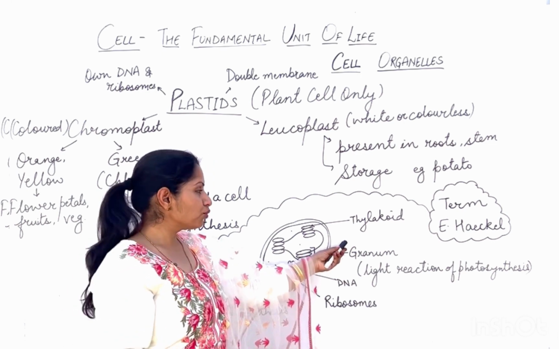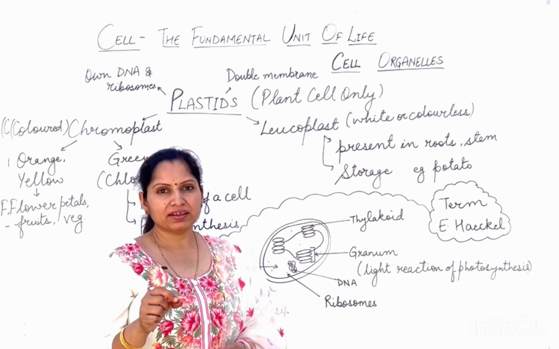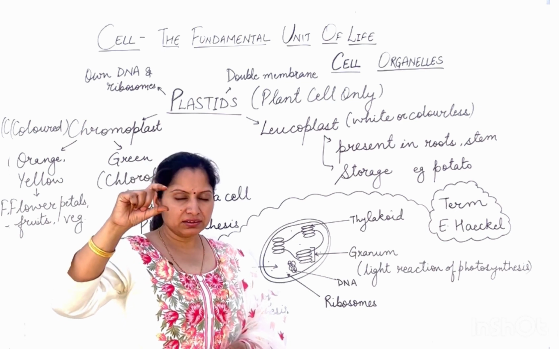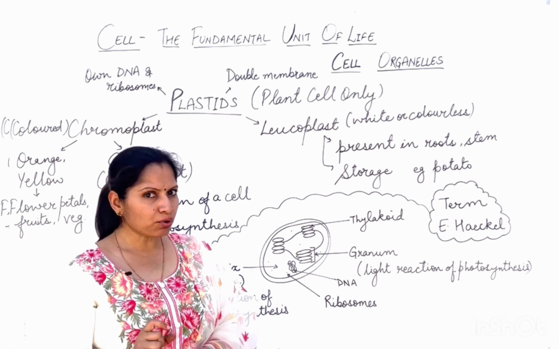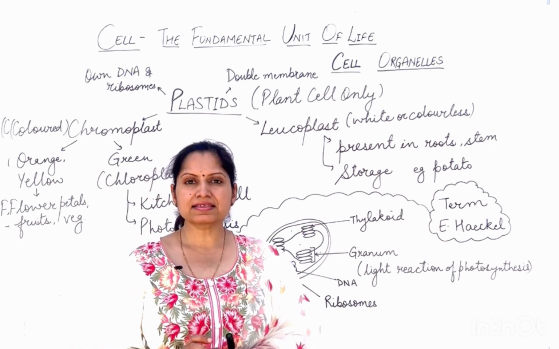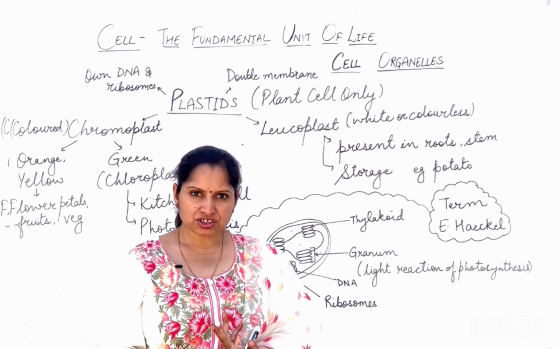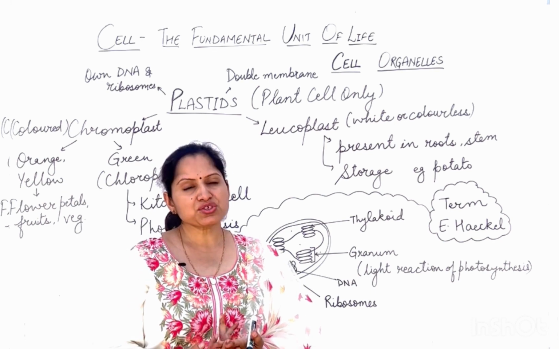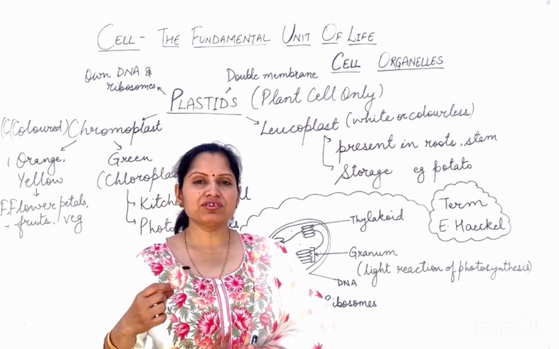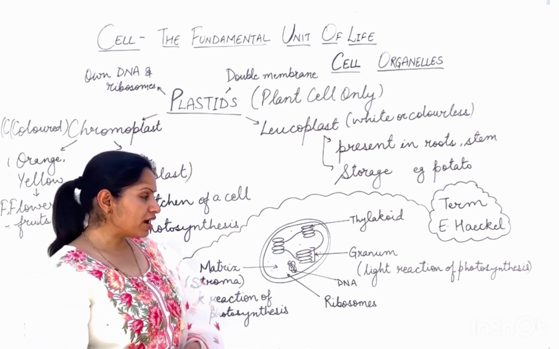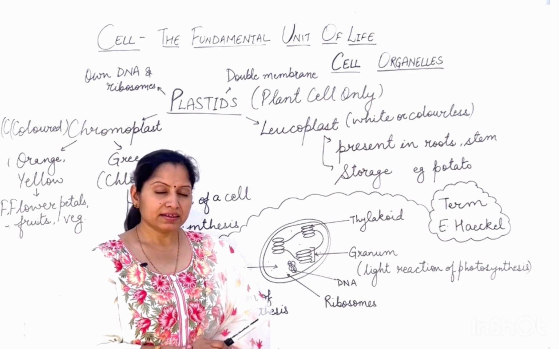So that single coin is known as thylakoid. That single coin like structure is known as thylakoid. And these coins placed one above the other, that complete stack of coins is known as granum. Why is it important? Because in photosynthesis, you will read in higher classes, there are two reactions involved. One is light reaction and the other is dark reaction. So in NSO exams or in competitive exams, you are asked where the light reaction of photosynthesis occurs. The light reaction of photosynthesis occurs in the granum part of the chloroplast.